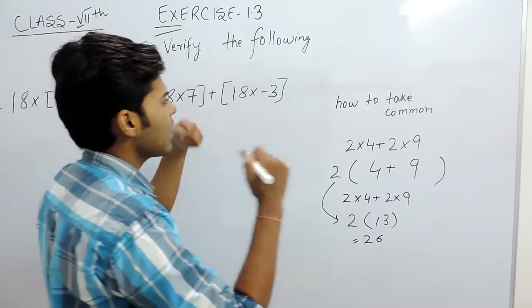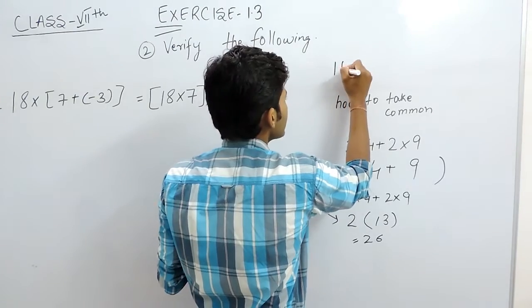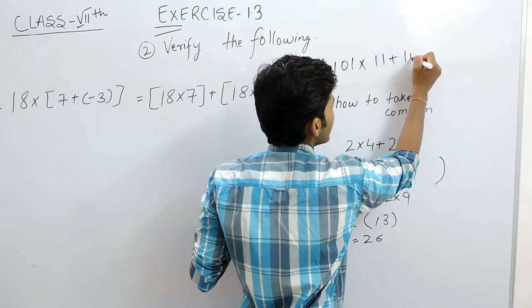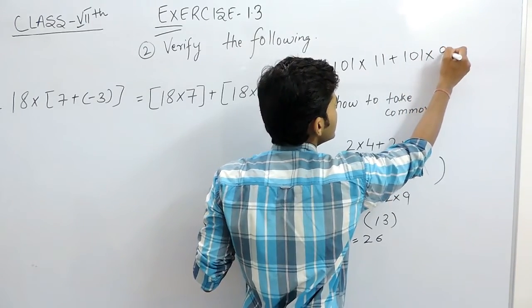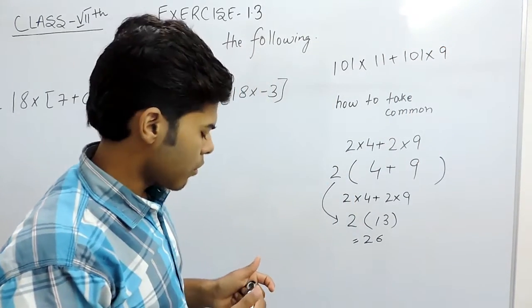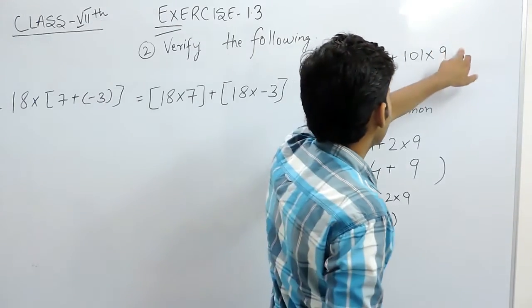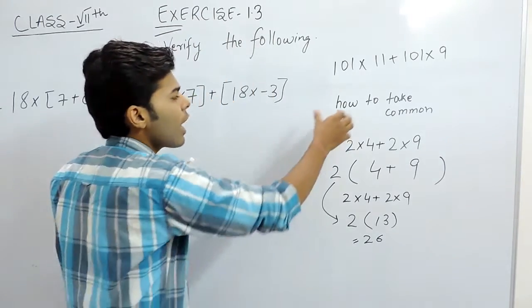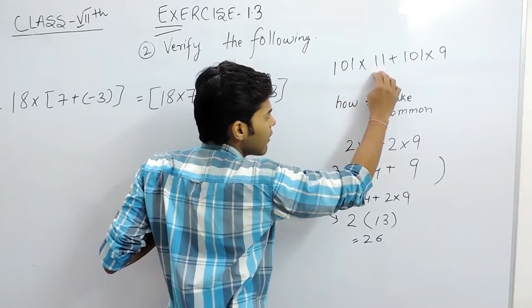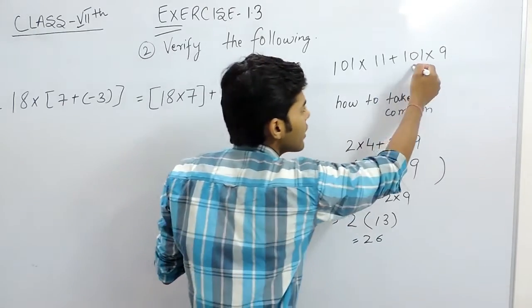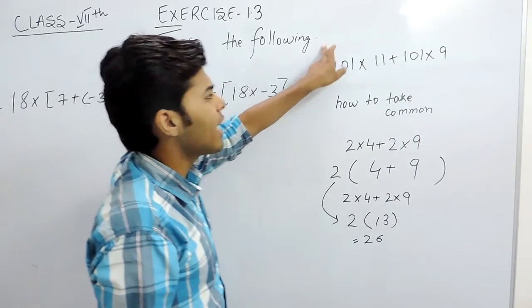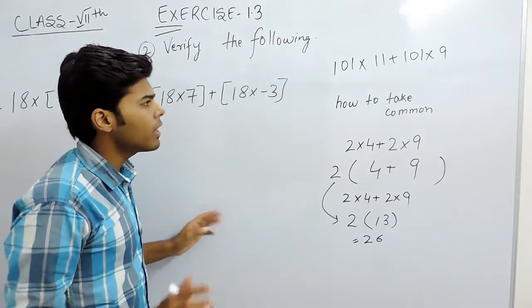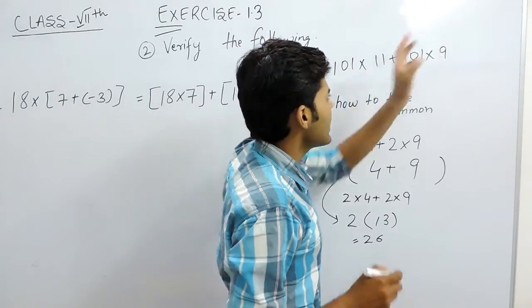Supposingly, if we are having a number as 101 multiplied with 11 plus 101 multiplied with 9. Now, if I give you this, then by the method which you solve the question, you have to first multiply 101 with 11, then you have to multiply 101 with 9, and it will definitely take your 5 to 10 minutes. But if you know how to take common, then you can solve this easily.